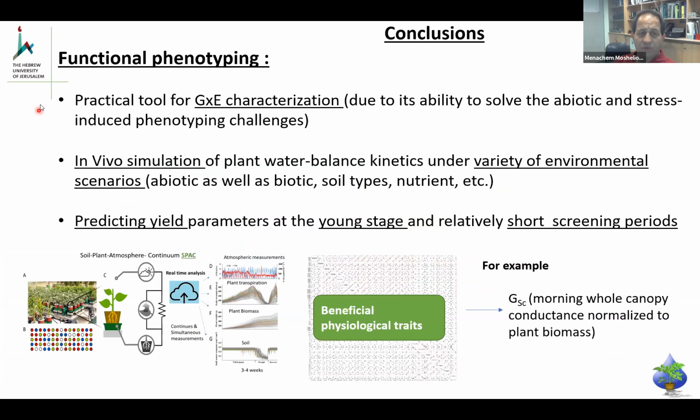So to conclude my talk, I talked about the practical tools for G times E characterization. I talked about the important need to do in vivo simulation to put really plants in the size that usually represent crops, like we normally use 4 to 8 weeks, which as I showed you gave a very nice prediction. Take the data simultaneously and continuously. Look for beneficial traits, using some statistical tools to actually find this trait, like I showed you, morning GS normalized to plant biomass.